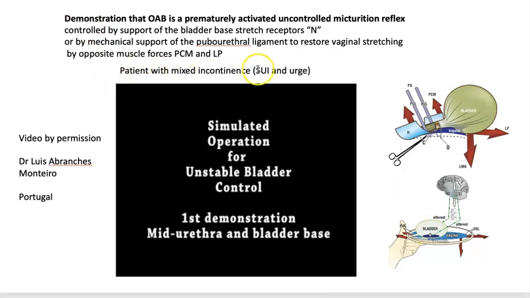This is from a patient with mixed incontinence, and the application of the hemostat, as you saw earlier, can stop the urine leaking with coughing, but also with mixed incontinence, quite often it can control the urgency. And the way it works is that the hemostat supports the ligament here and restores the ability of this muscle in particular, and also this one, to stretch the vagina and support the stretch receptors.